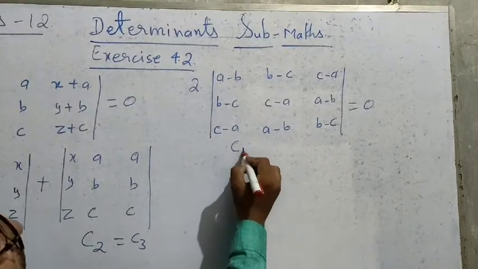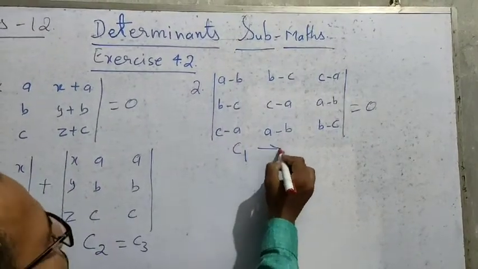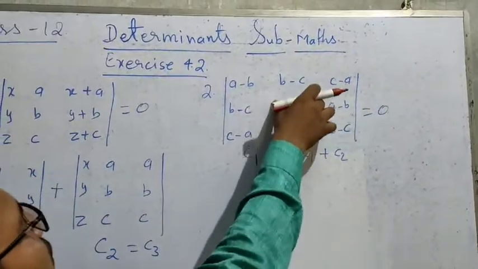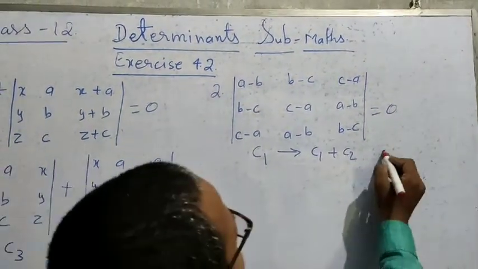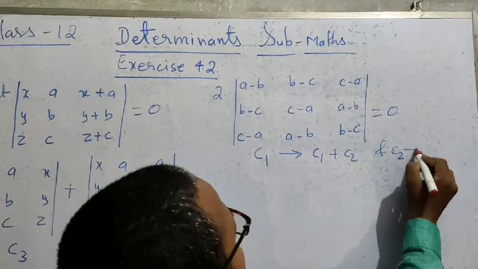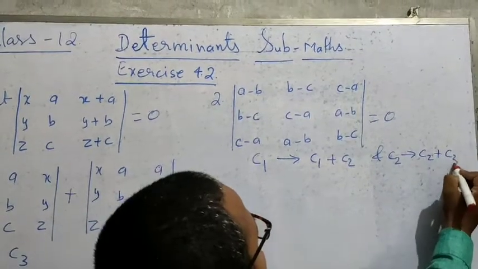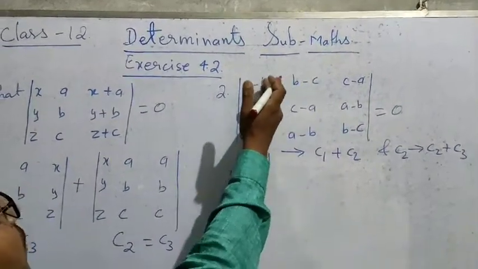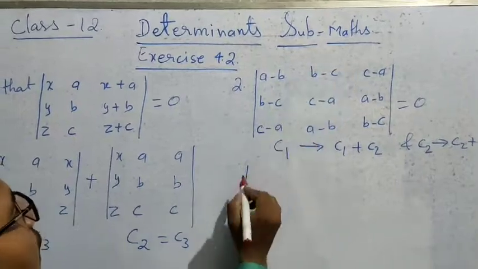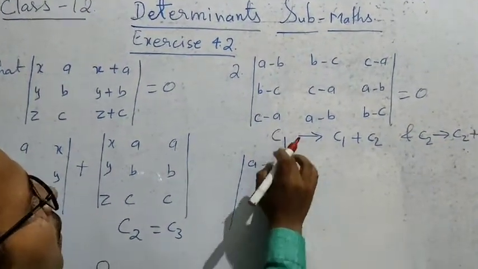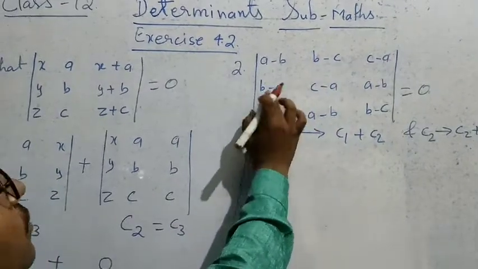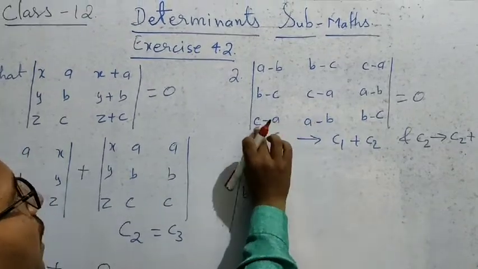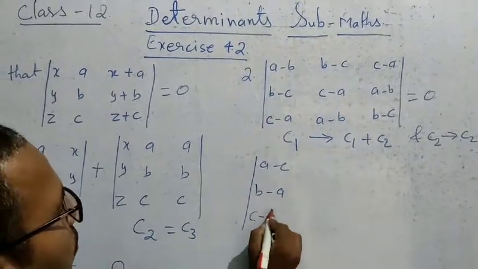That means in column first we are adding column first plus column second. You can add these portions in column second also. So what we are doing here is, in column second, column second plus column third. So add it here. What will you get? By adding, b and b can be cancelled, so you will get a minus c. In the same way, c and c can be cancelled, and you will get b minus a. In the same way, a and a can be cancelled, and you will get c minus b.